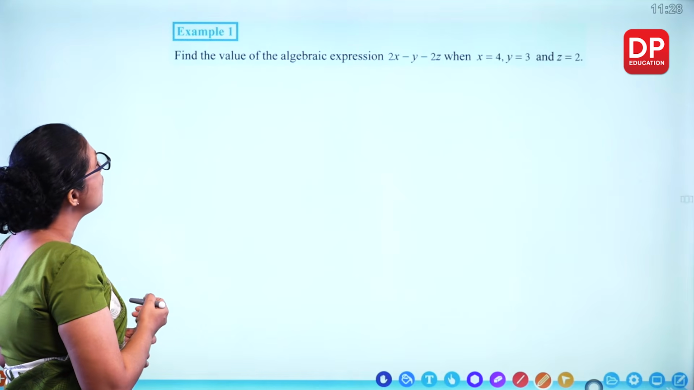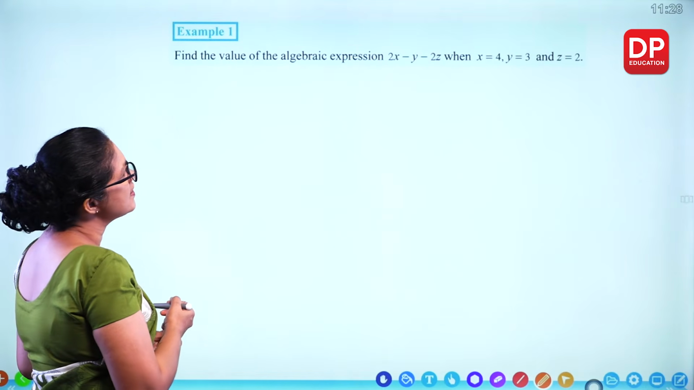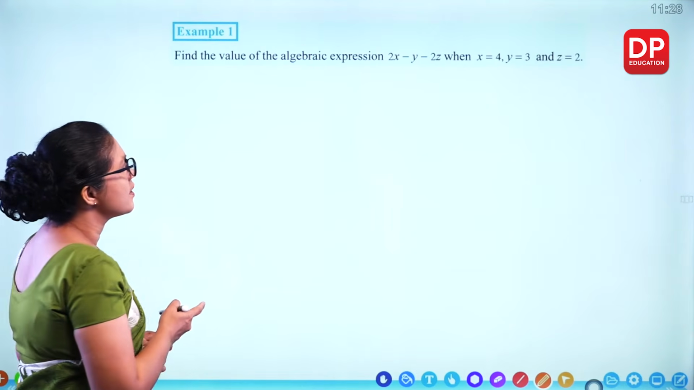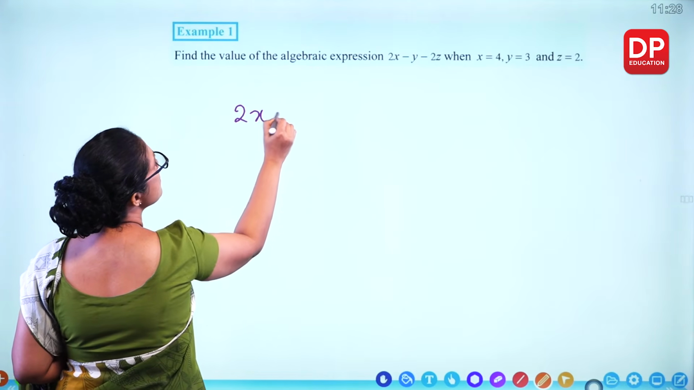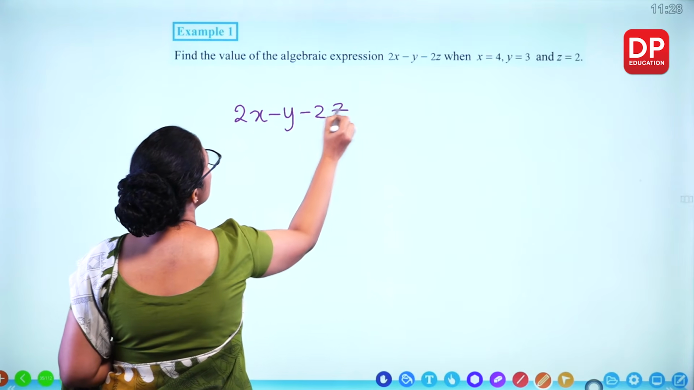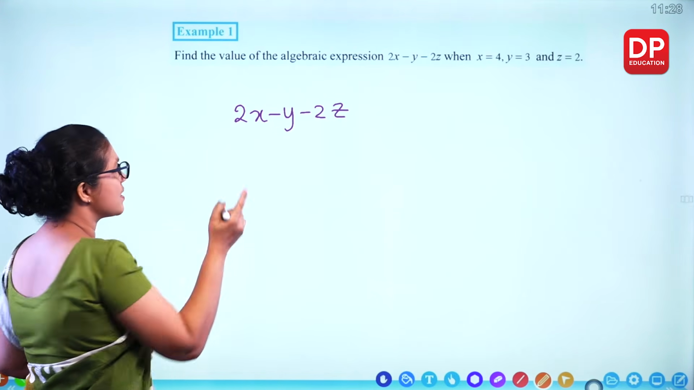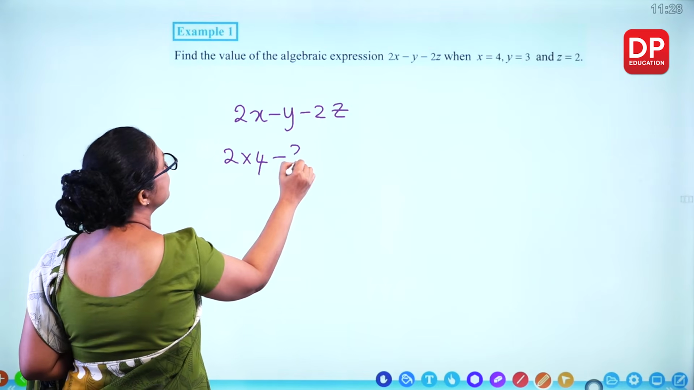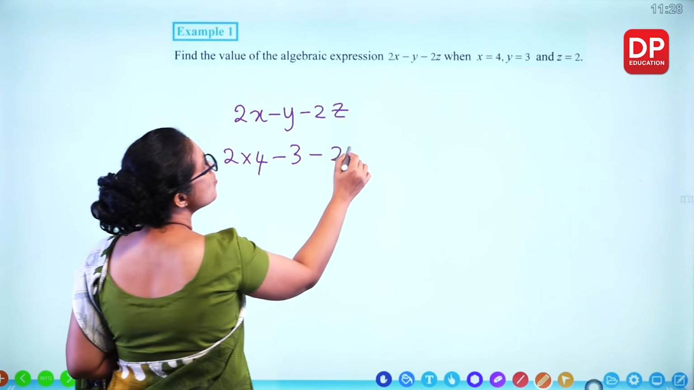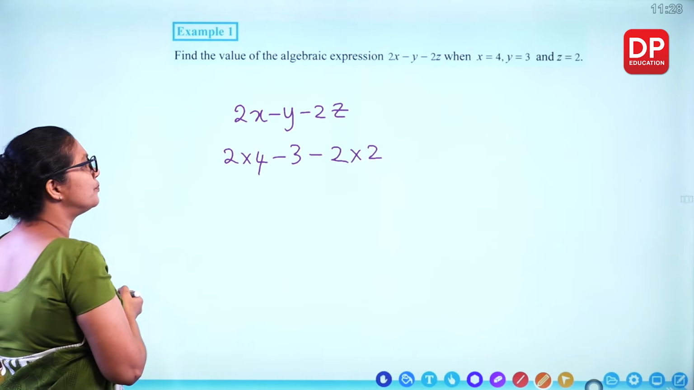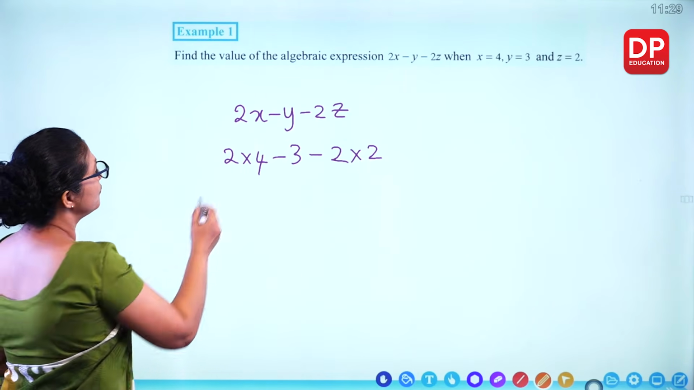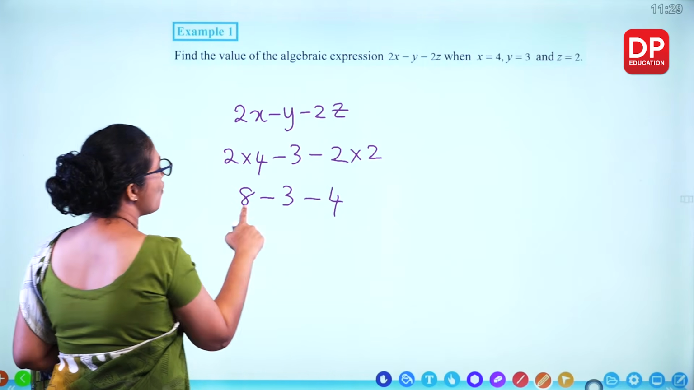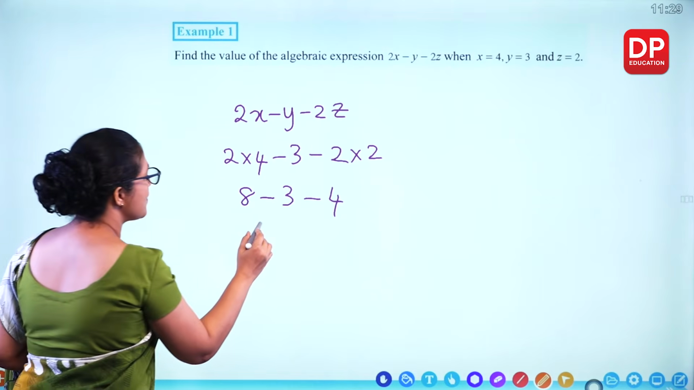Example number 1. Find the value of the algebraic expression when x equals 4, y equals 3 and z equals 2. Substitution. So we'll take the expression 2x minus y minus 2z. Substitute: 2x means 2 times x, 2 times 4, y is 3. Z is 2 times 2. 4 times 2, 8. Minus 3. 2 times 2, 4. 8 minus 4, 4. 4 minus 3, 1.